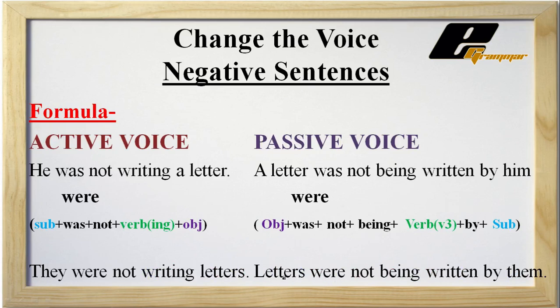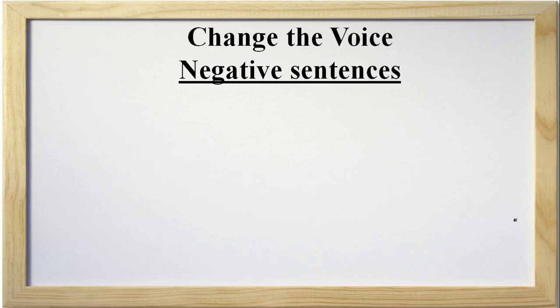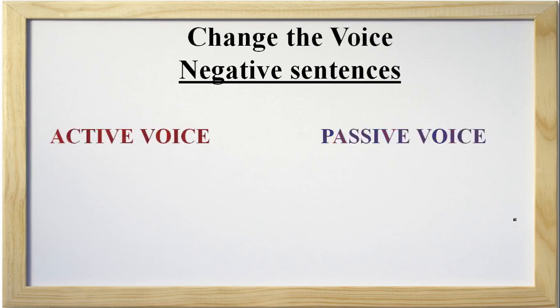Why were? Because our object acts here as a subject, but I'll call it object. So this object is in the plural form, that's why I use here were. So letters were. It is a negative sentence, that's why not will remain here as it is. So letters were not being written by them. Understood? Now take a look at some examples for this in negative sentence past continuous tense.